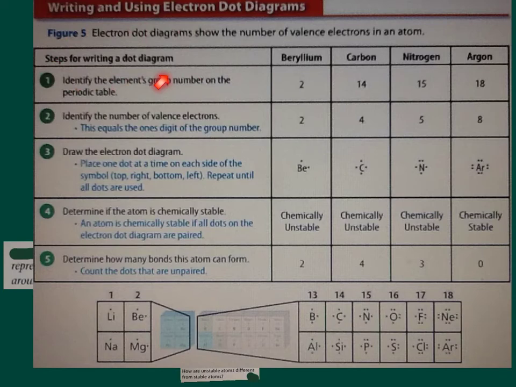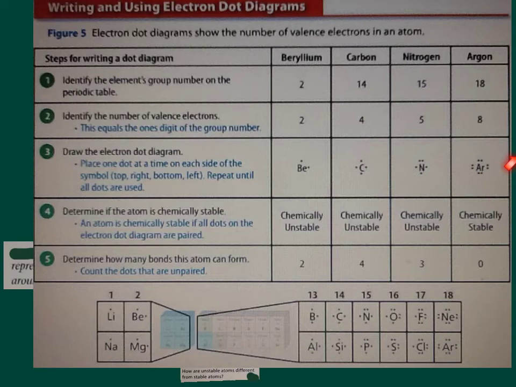Recall that each element in a group has the same number of valence electrons. As a result, every element in a group has the same number of dots in its electron dot diagram. Notice in Figure 5 that an argon atom, Ar, has 8 valence electrons, or 4 pairs of dots, in the diagram. There are no unpaired dots. Atoms with 8 valence electrons do not easily react with other atoms. They are chemically stable. Atoms that have between 1 and 7 valence electrons are reactive, or chemically unstable. These atoms easily bond with other atoms and form chemically stable compounds.